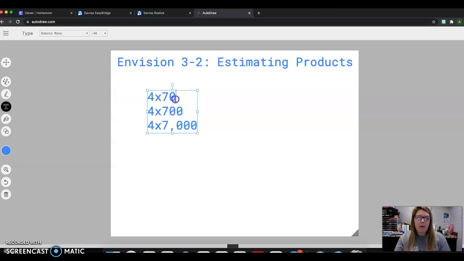If we look up here at 4 times 70, we knew that our basic fact would be 4 times 7, which we know is 28. And then we see that we have 1 zero, so we would add that to the end of our answer. Same thing here, we have our basic fact, 4 times 7, which is 28 again. This time we have the 2 zeros, so we would add those to the end of our answer.